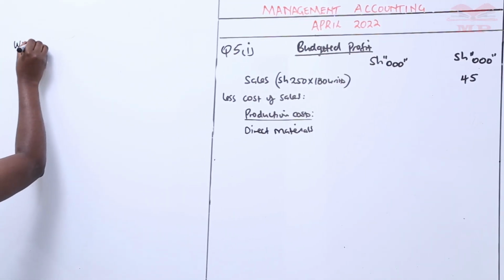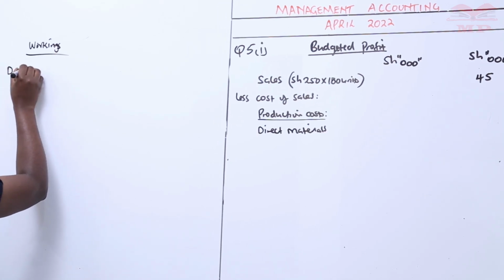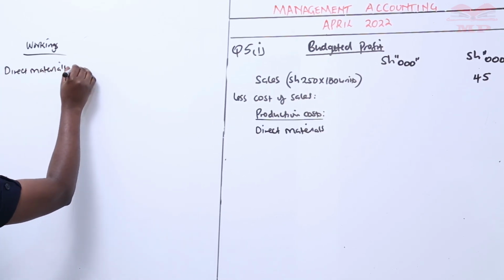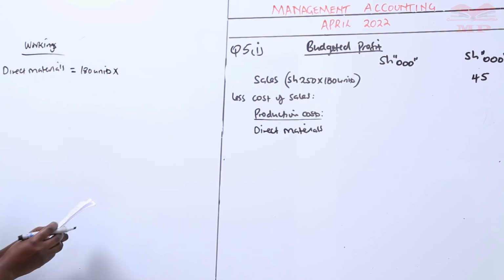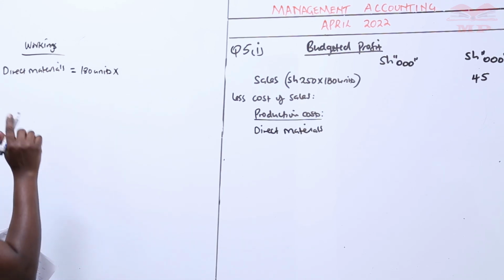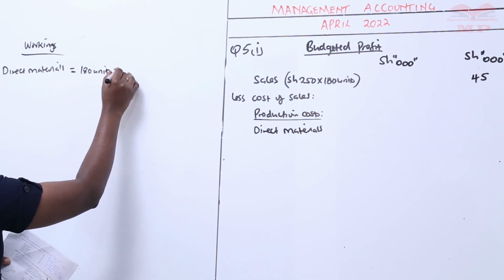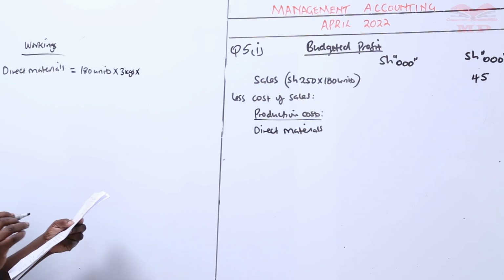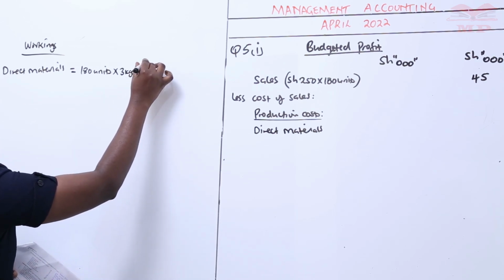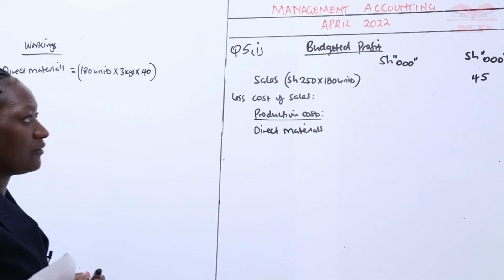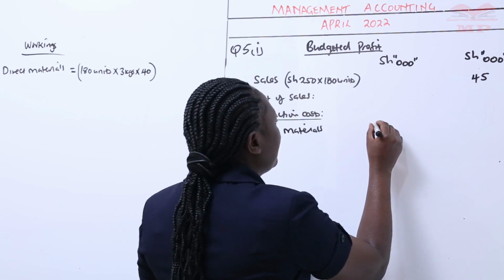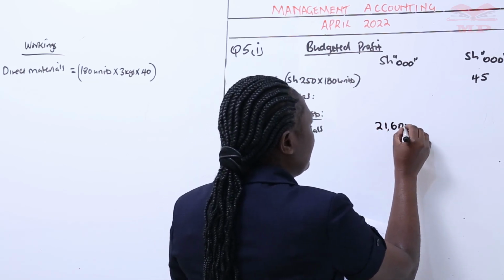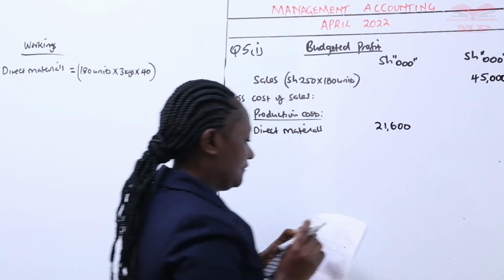Working 1, direct materials. We have 180,000 units. You multiply that by 3 kilograms, because to produce 1 unit of this product we require 3 kilograms, and the cost per kilogram is 40. When we multiply this, it will give us the cost. So we have 180 times 3 times 40, which will give us 21,600. This goes to the account.